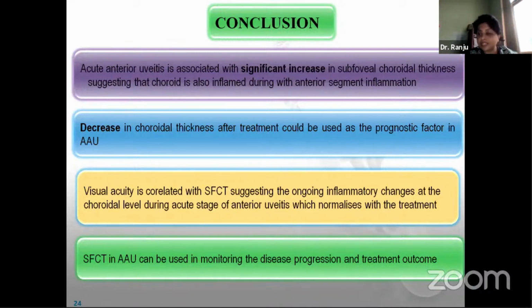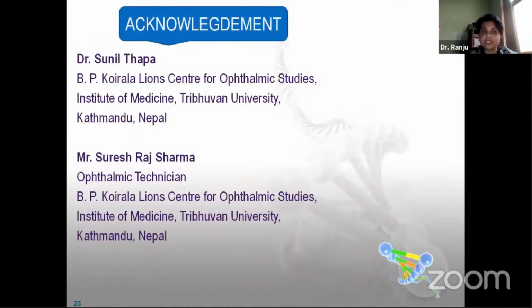It is not just the cells and the flare that we need to see in case of anterior uveitis. We can monitor the disease, we can monitor the prognosis, we can monitor the outcome, even on the basis of the subfoveal choroidal thickness.